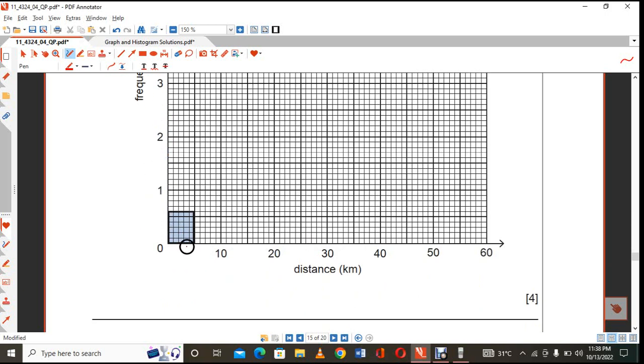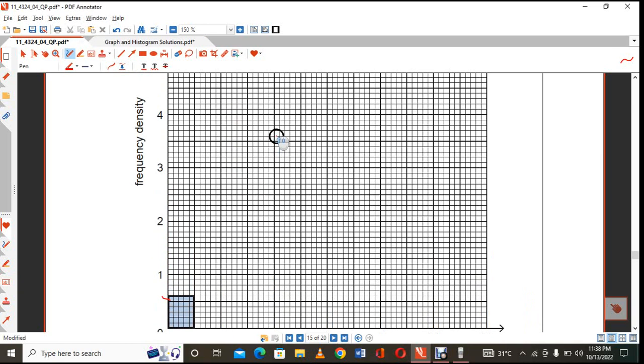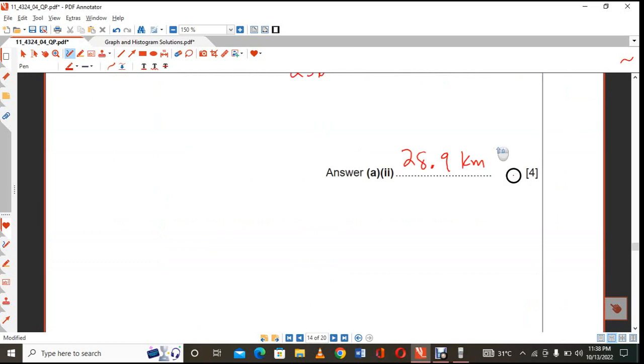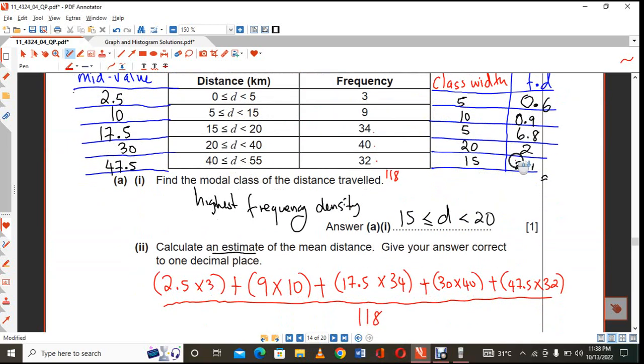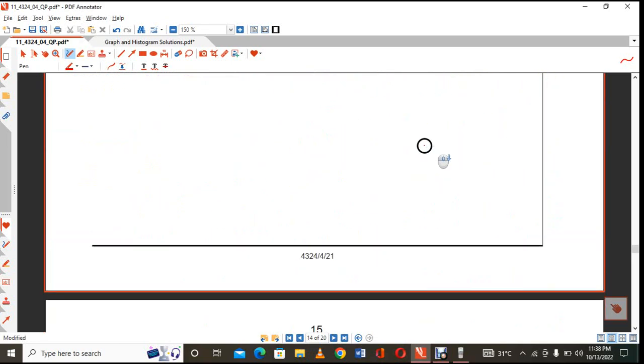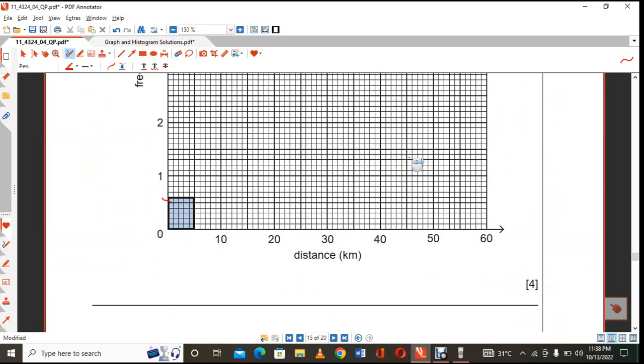The class width here is 5, and the value here is 0.6, because remember, that is our frequency density for the class width of 5 in the beginning. So this 0.6 that I have here is what we're going to put in there. I'm just going to bring down my frequency density and my class width so that I can complete here.